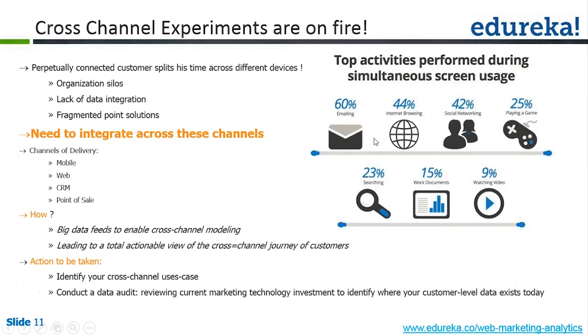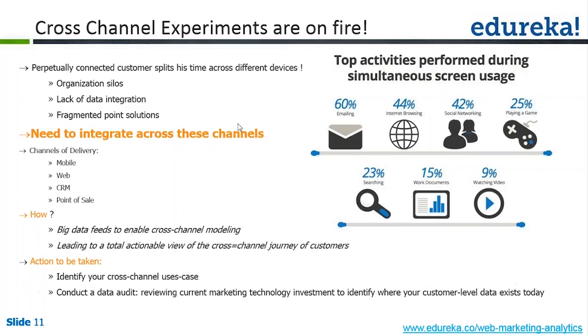So if you look at your top right screen, essentially this talks about how people are spending time simultaneously across different devices in different activities. 60% on emails, 44% on browsing, 42% social networking, right? Surprisingly, only 15% spend time on work documents, which is probably productive. The point I'm trying to drive here is people are doing a number of different things across different devices at the same time and across different channels, right?